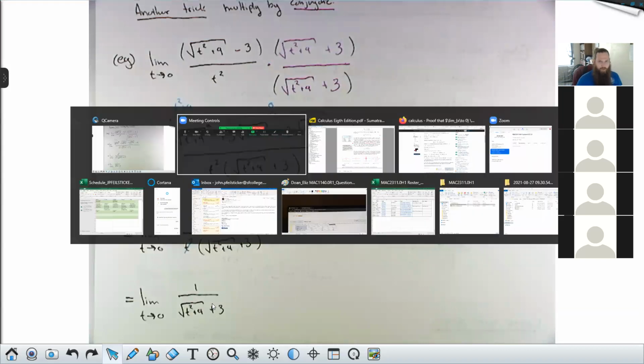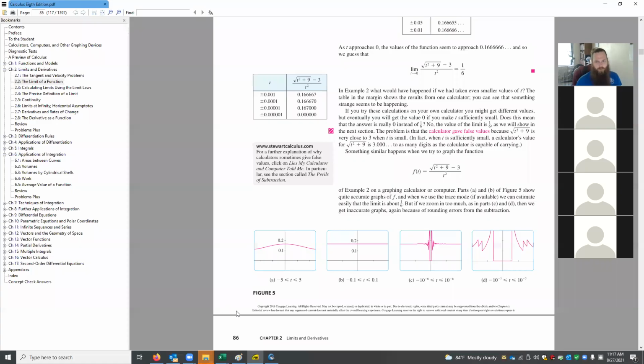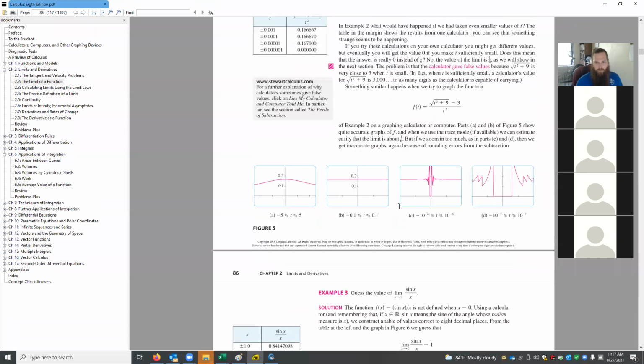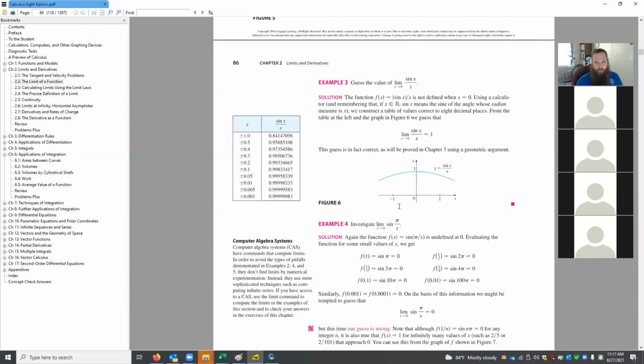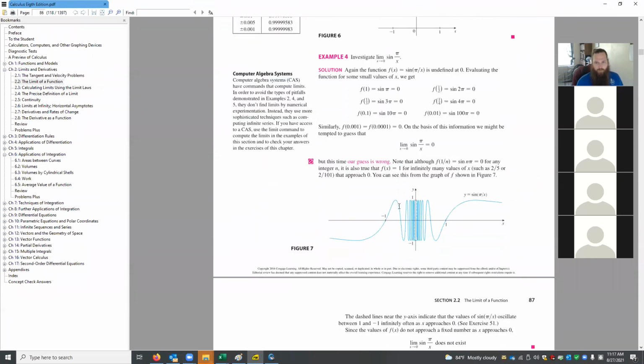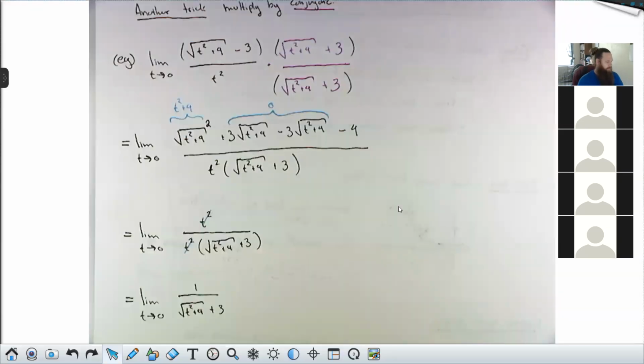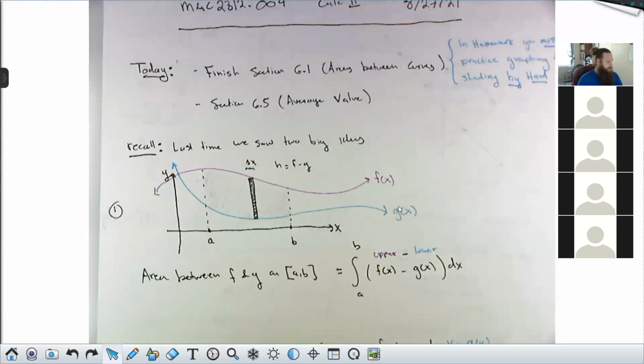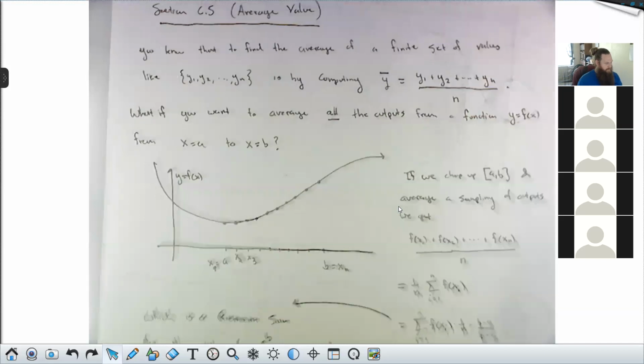Let me make sure I'm not missing anything else in 2.2. We want to show you these algebra tricks. We can make some tables. I'm not going to do that. Yeah, so that brings us to here. So last time I made the claim that sine of 1 over x has no limit at 0 because the graph oscillates too quickly.